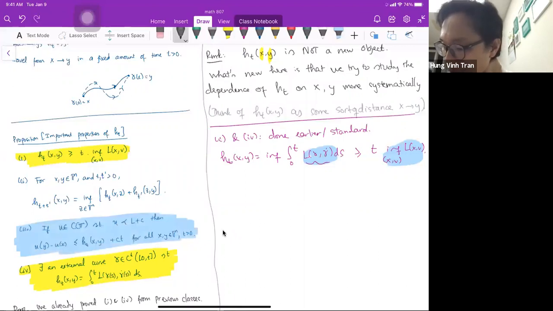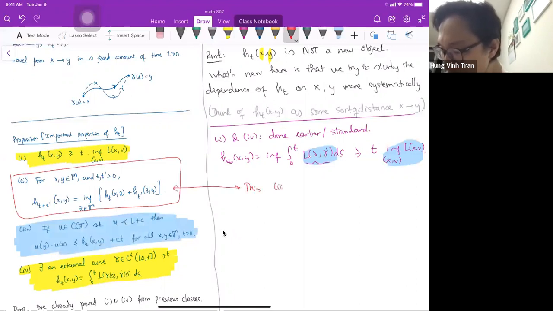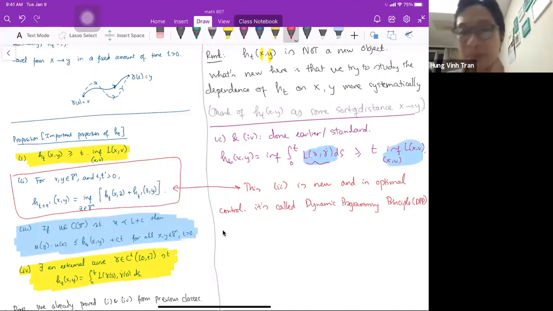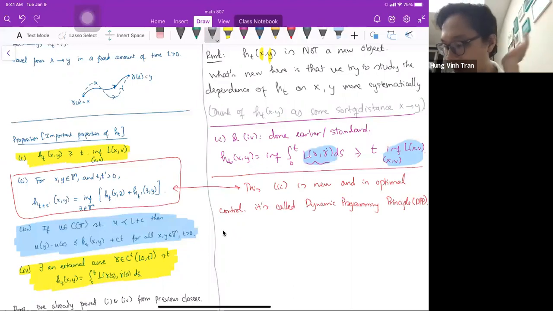So what is really new in this proposition is the second one. The second property is new. And in optimal control, it's called the dynamic programming principle, or DPP for short. But if you haven't seen that, it's not a problem. We're going to prove it clearly, and what is quite nice is the following interpretation.